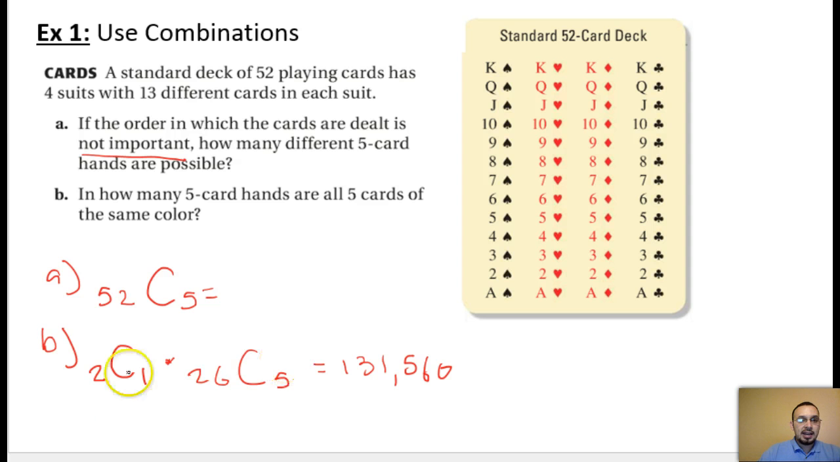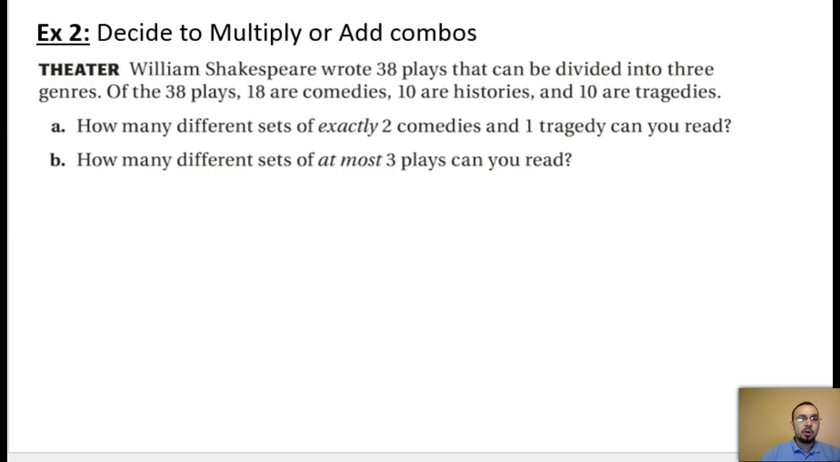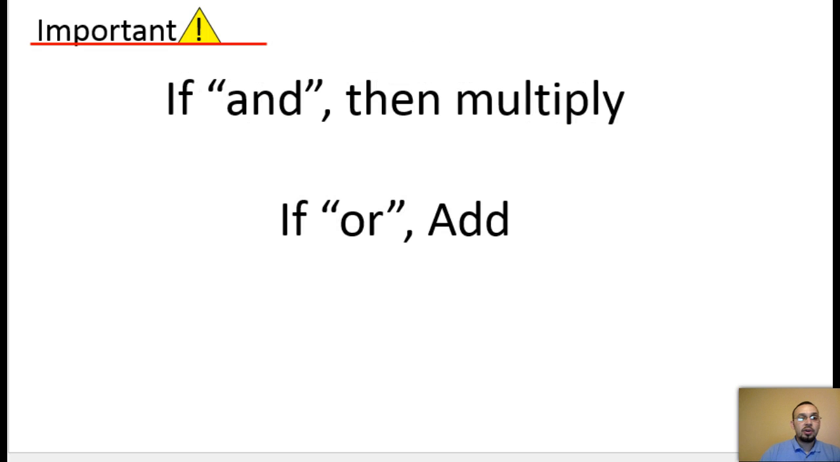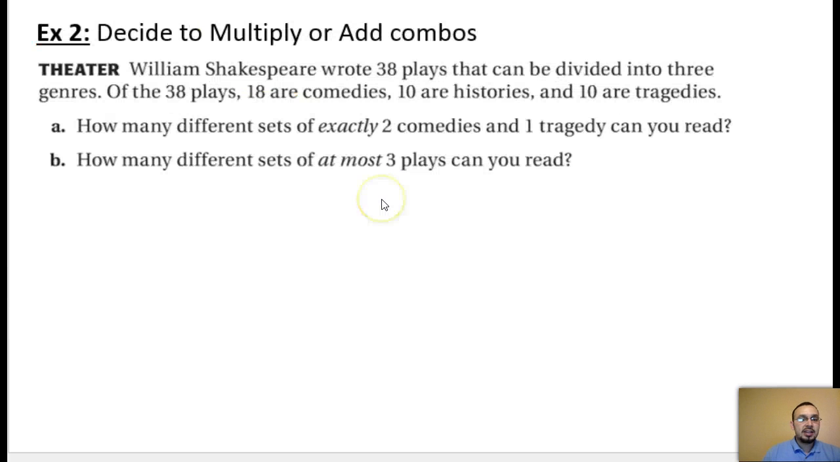That is when we kind of narrowed down what we wanted. So let's look at example 2. Before we go there, there's a very important thing that I want to highlight. Understand that when you use the word and, you have to multiply. Anytime we're dealing with combinations and I use the word and, so it was red and all 5 cards the same. Or if we use the word or, we have to add. So anytime we use and, we're multiplying. Anytime we use or, we're adding. So let's kind of distinguish from the two.